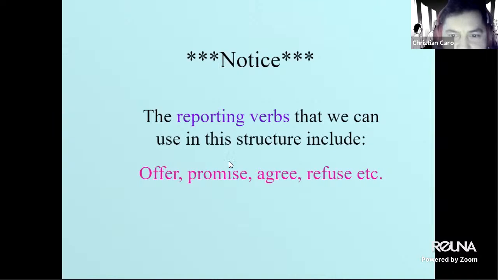What else? Reporting verbs that we can use in the structure include offer, promise, agree, refuse, etc. Right. It depends on the function in this case. Comunicativa. ¿Qué es una función comunicativa? Básicamente es un acto, una acción comunicativa con una intención detrás. En este caso es offer, promise. Yo hablo, pero con una intención. ¿Cuál es la intención? Ofrecer, prometer, estar de acuerdo, rechazar, pedir. Esa en este caso es una función comunicativa o un communicative act.